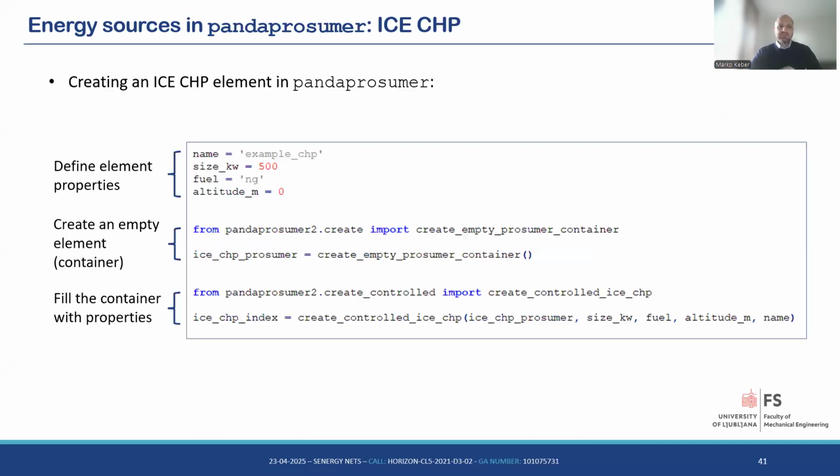Now, how do we start building these models? This is an example for the IC-CHP element. So first, we define obviously the properties of each particular element. In this case, we have the size, the fuel type, and the altitude, and we can also give it a name. As Pratikshya mentioned in the previous presentation, we then create a container, so an empty container, which we fill with the data that define the element, or the CHP in this case.